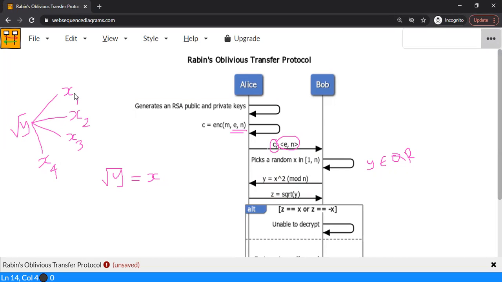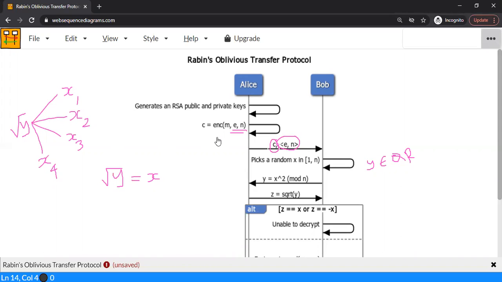Let's say x1 is x, x2 is minus x. That means x3 and/or x4 should be the useful roots for Bob to factor. So if Alice is randomly sending one of those four, half useless, half useful, then the probability that Bob can successfully factor is half. Let me put it this way. Alice would only know with 50% confidence whether the message was successfully decrypted by Bob or not. So that's the oblivious part.